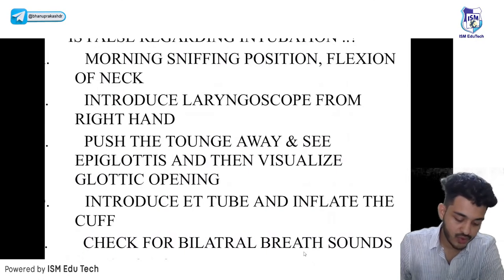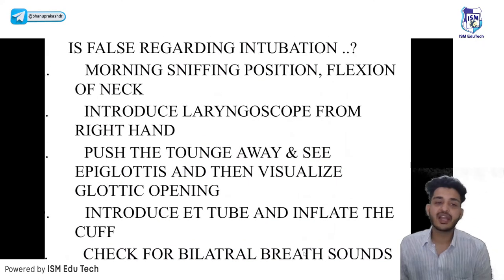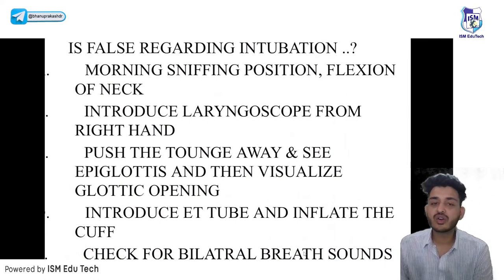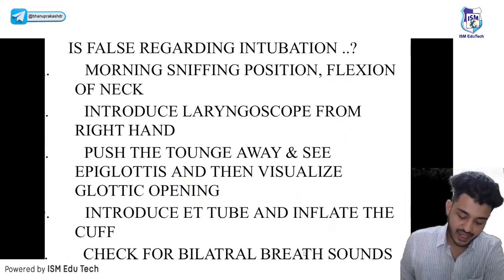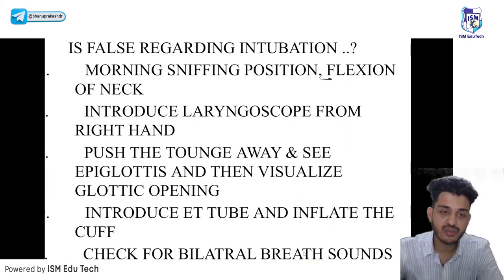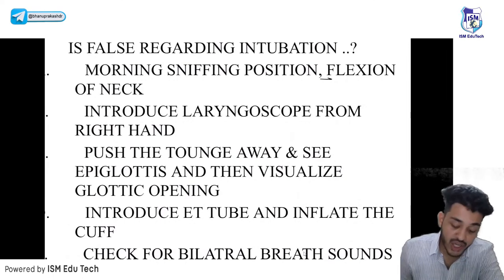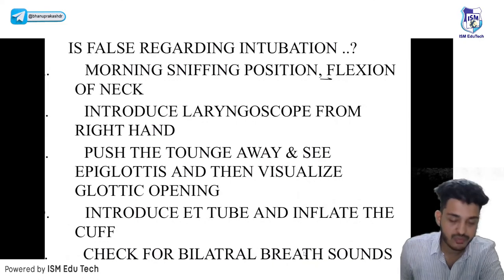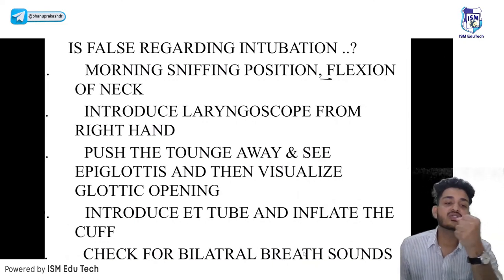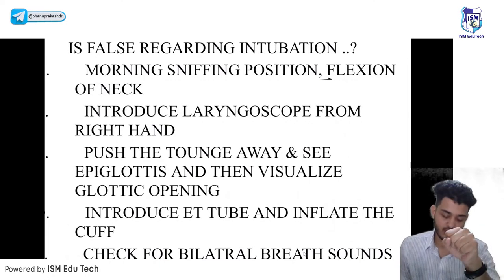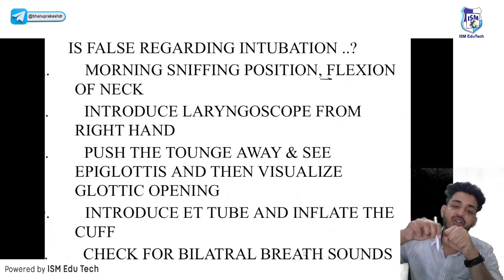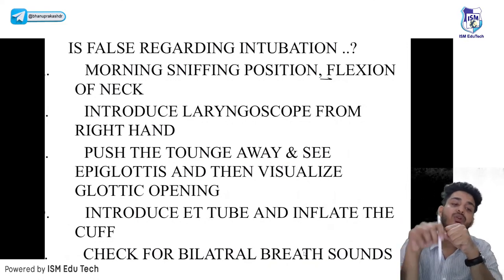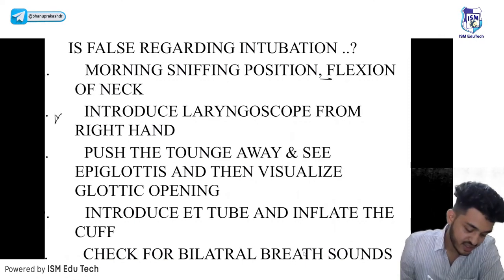Morning sniffing position, flexion of neck. Look here, guys. I want to know the wrong statement. Okay, which statement is wrong? First statement says morning sniffing position, or you can say barking dog position. We can use the barking dog position. Second thing, flexion of neck. Neck will be flexed, right? Introduce the laryngoscope from the right end. Are you sure we introduce the laryngoscope from the right end? We will take the laryngoscope in the left end. We will put it like this. In the right end, we have the ET tube. We will separate the tongue, then we put the ET tube from the right end. So this one statement is the wrong statement.